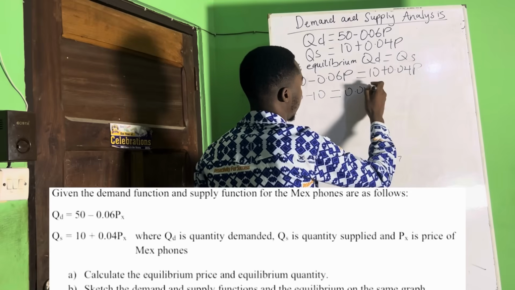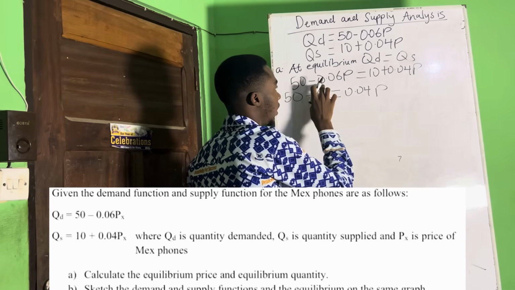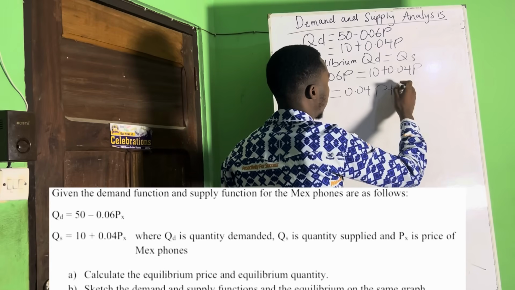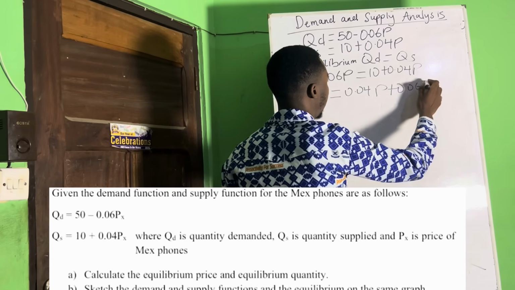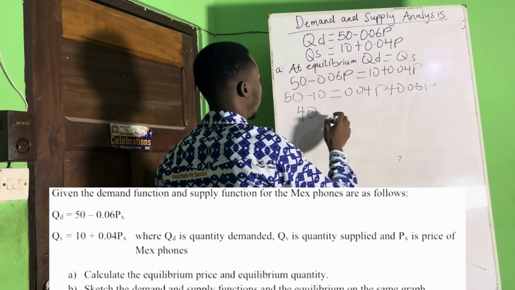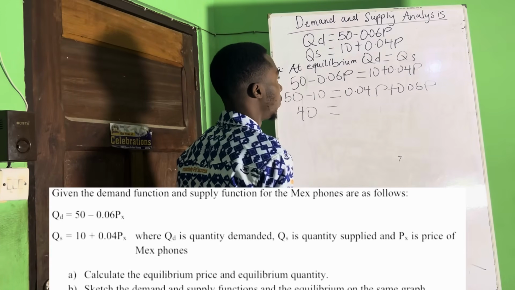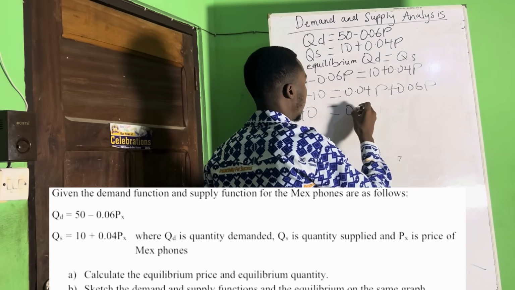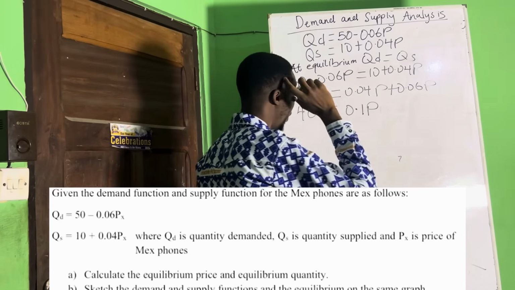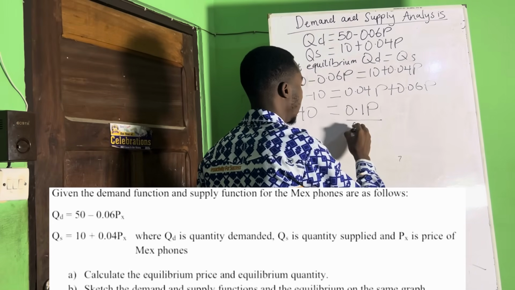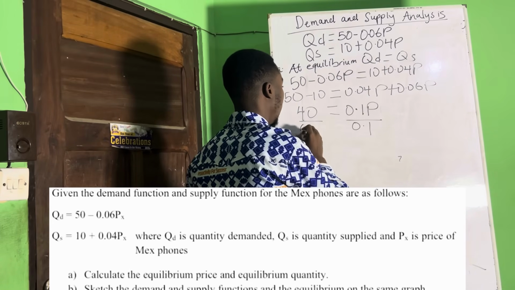0.04p. Then this negative 0.06p will cross the equal to sign to become positive, so 0.06p. Now 50 minus 10 is 40, and it is equal to 0.04p plus 0.06p, which is 0.1p. Our objective is to make P the subject, so we can divide both sides by 0.1.